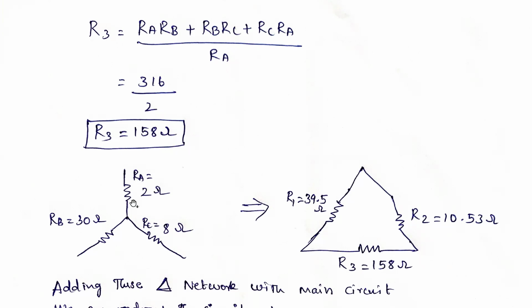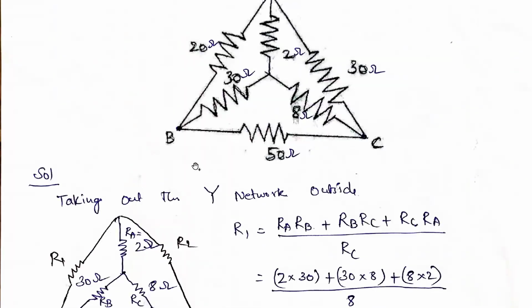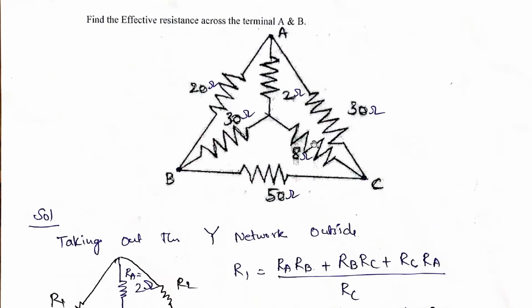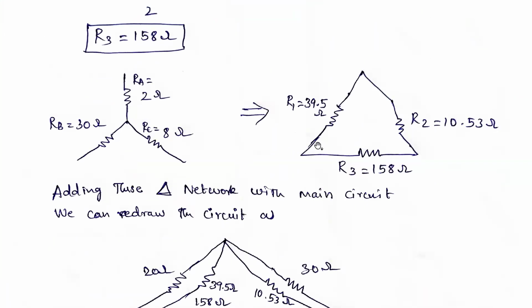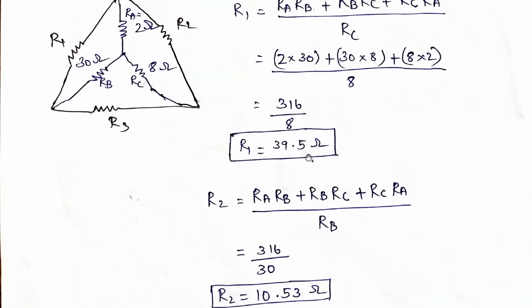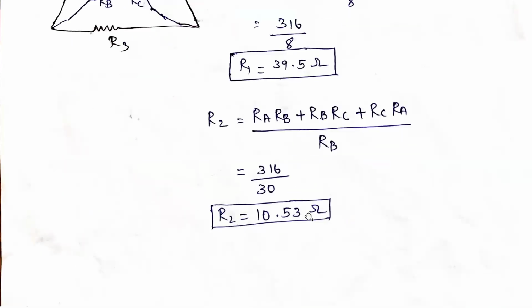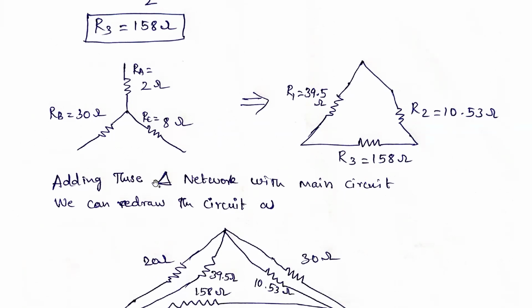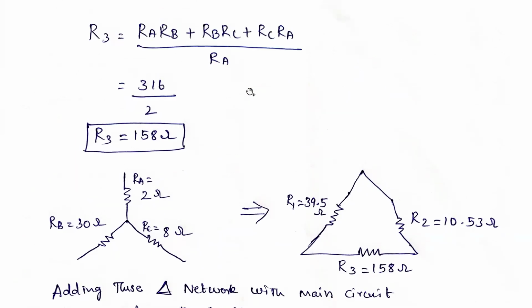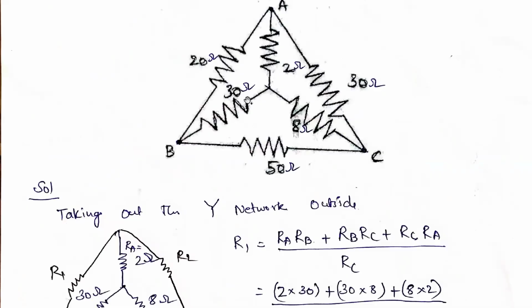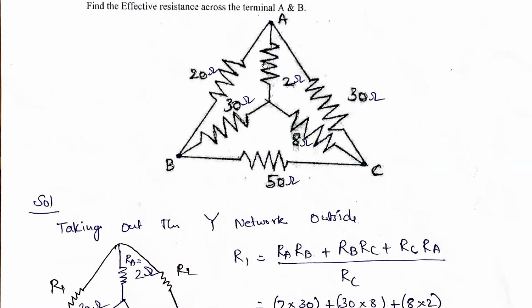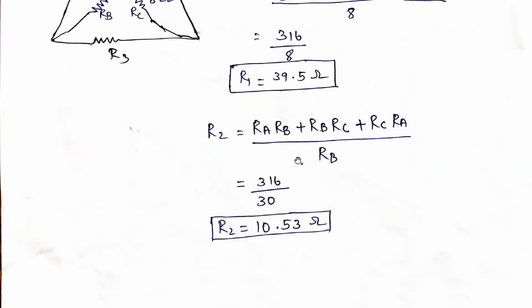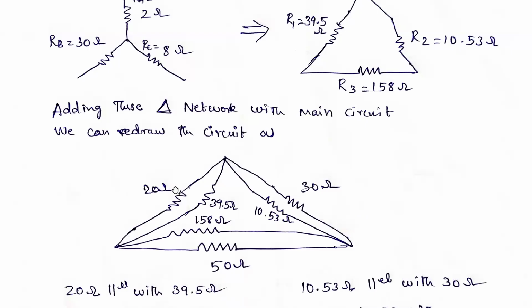Now we have converted the star network, that is 2 ohms, 30 ohms, and 8 ohms, into this delta network. R1 is 39.5 ohms, R2 is 10.53 ohms, R3 is 158 ohms. Now we add this delta network to the main circuit, as shown in the figure. We converted the star network to delta and added it into the main network. After adding, we get the circuit like this.